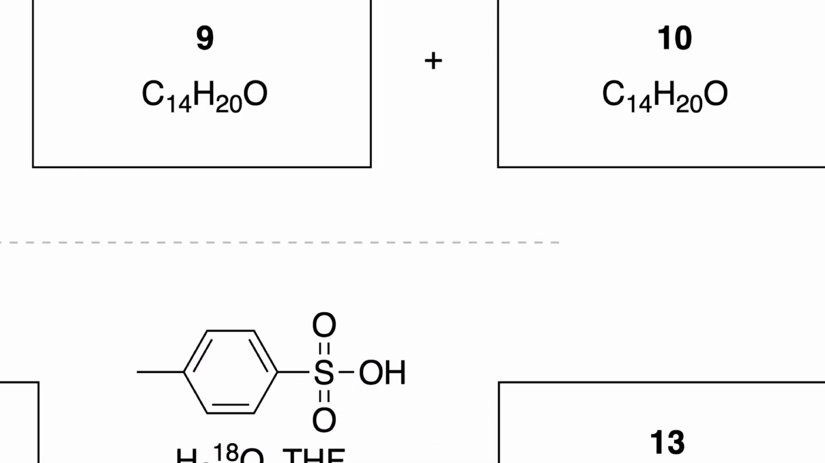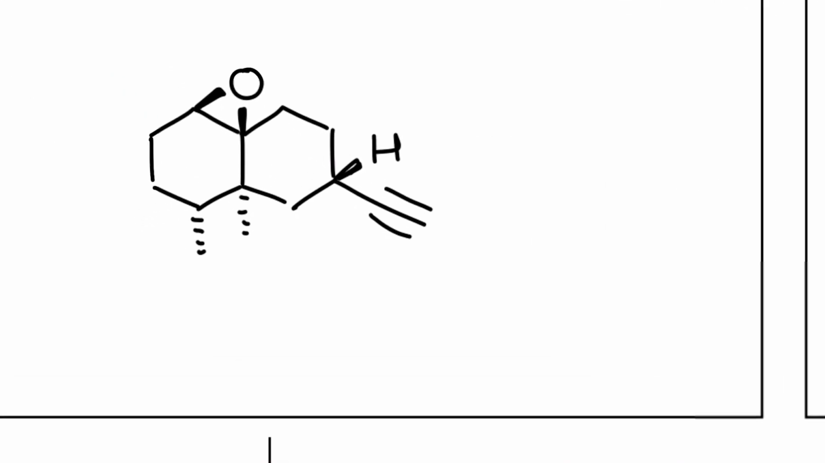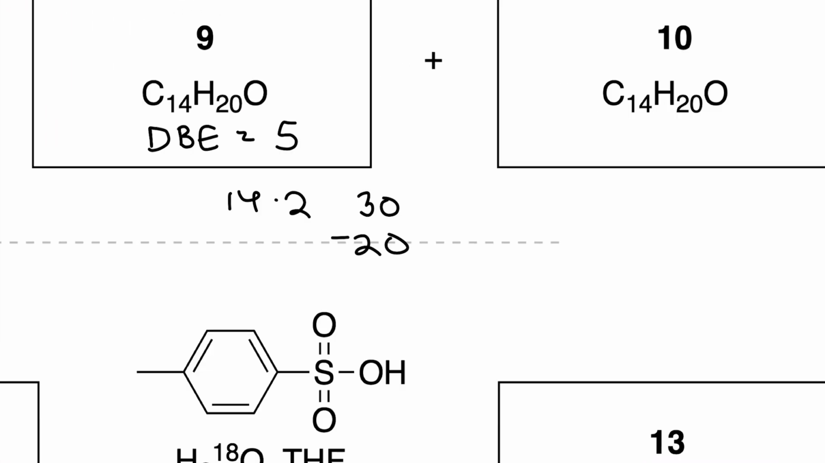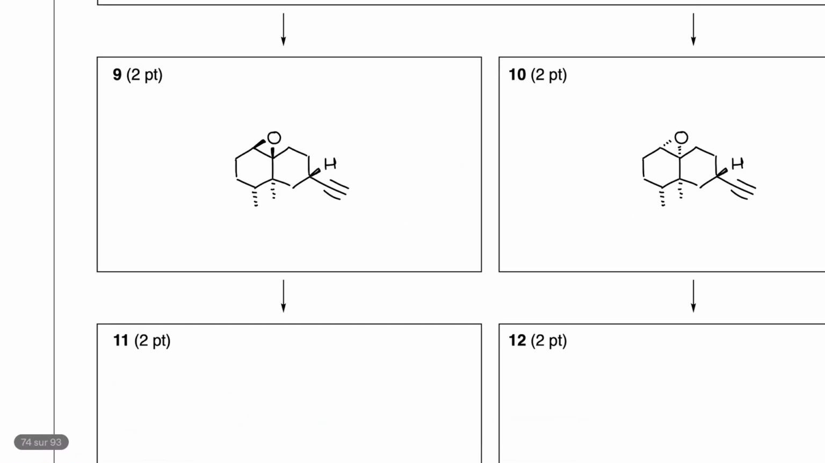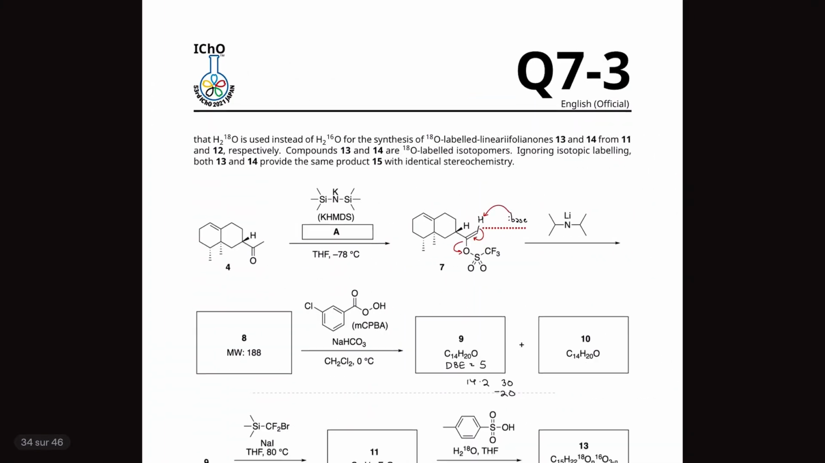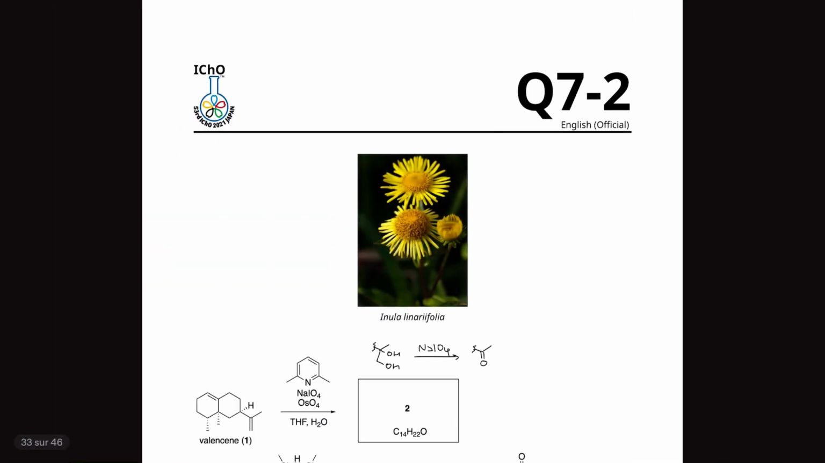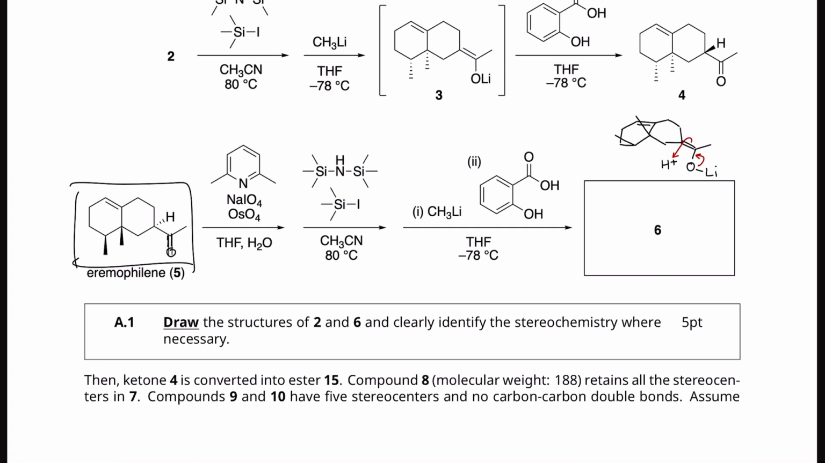And let's also check the double bond equivalence. The double bond equivalence of this compound is 14 times 2, that's 28, plus 2, that's 30, minus 20, DBE equals 5. So let me check if this is correct. 1, 2, 3, 4, and 5. Okay, great. Everything matches. Let me see if they have specified anything about 9 and 10 for its stereochemistry. I don't think they have. Okay. So 9 and 10. Okay, great.